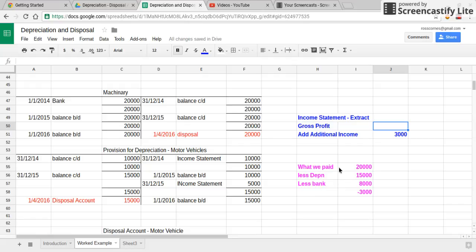If we think about the logic of this, we paid $20,000 for the vehicle. We put on one side from profit already $15,000. So that reduced our profit in previous years, and we also got $8,000 for the actual asset. So including the depreciation, we actually got $3,000 more than we paid for it. So we got more back than we were expecting.